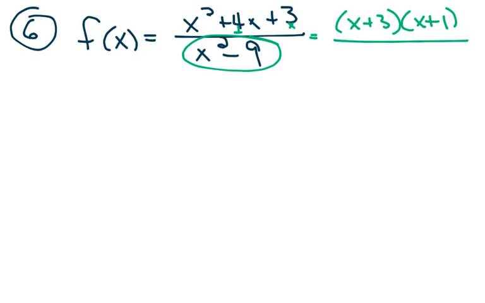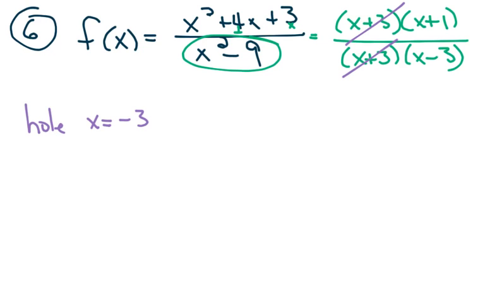The denominator was a special type of factor. It was called a difference of two squares. It factored into x plus 3, x minus 3. So what I want you to notice is that there is a hole at x equals -3, so it's a restriction on the domain. And there is a vertical asymptote at x equals +3. Remember that only the denominator is going to give you vertical asymptotes, not the numerator. So the domain is x cannot equal -3 or +3.